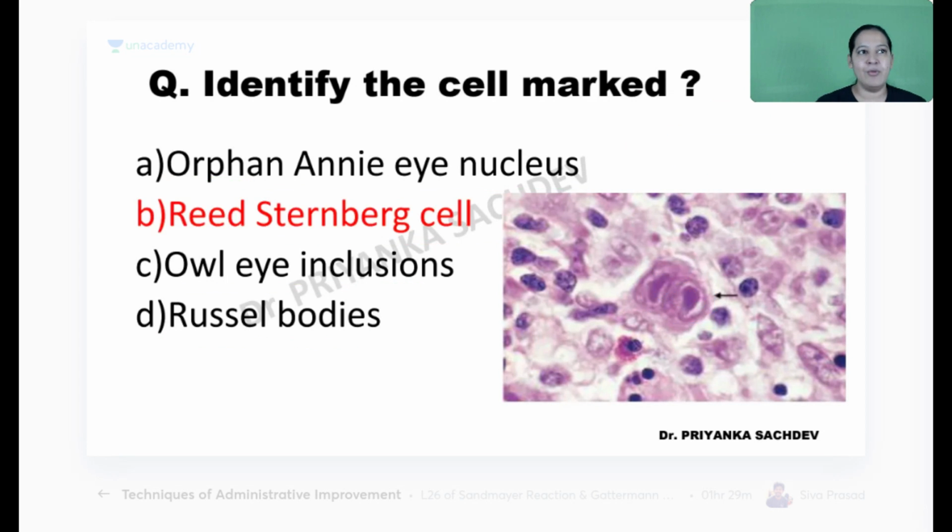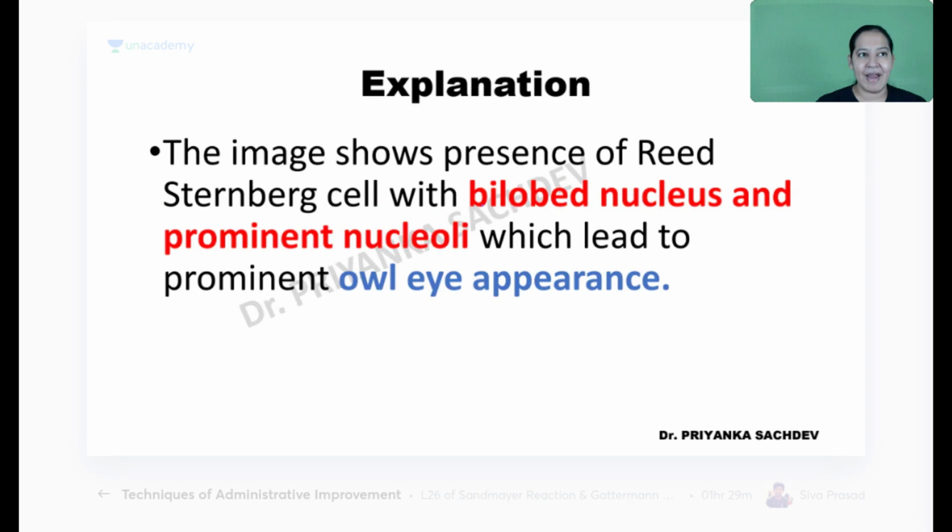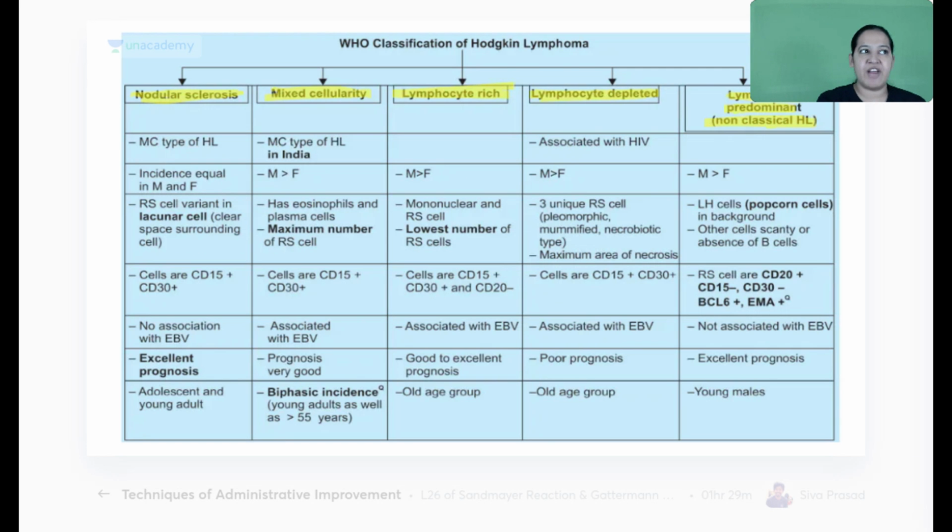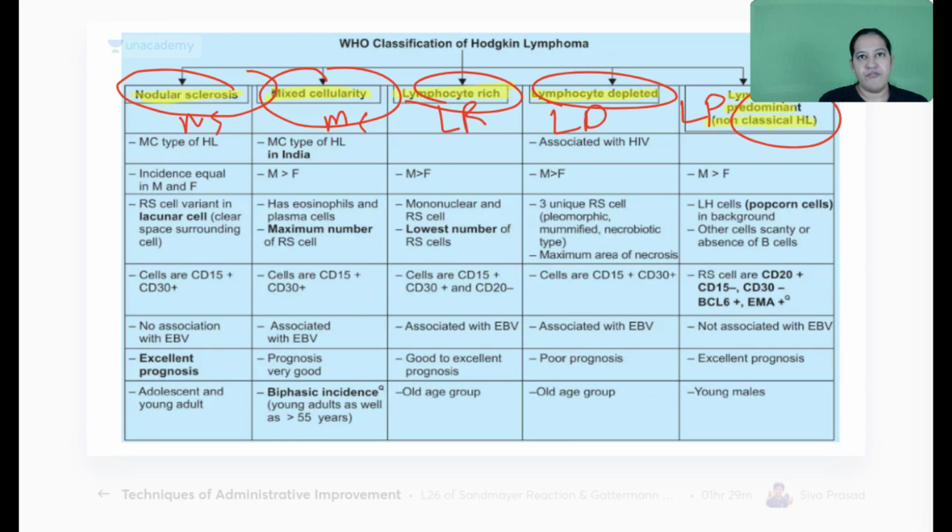It is looking like a binucleated cell with prominent nucleoli giving an owl eye appearance. Now, Hodgkin's lymphoma is of 5 types, we know. I will not give you the complete detail. The main types are nodular sclerosis, mixed cellularity, lymphocyte rich, lymphocyte depleted, and lymphocyte predominant. These are the 5 main types of Hodgkin's lymphoma.